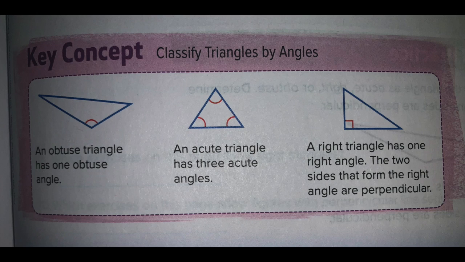So before you do the IXL, let's just review these three triangles real quick. An obtuse triangle has one obtuse angle. Remember we said that you automatically know an obtuse triangle is an obtuse triangle when there's just one obtuse angle. Just one. Then an acute triangle has three acute angles, so all the angles are acute. And then a right triangle has one right angle, or 90 degrees.